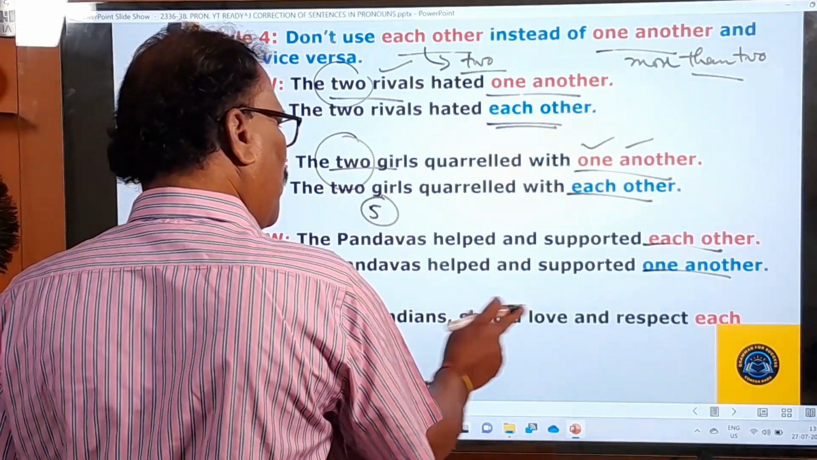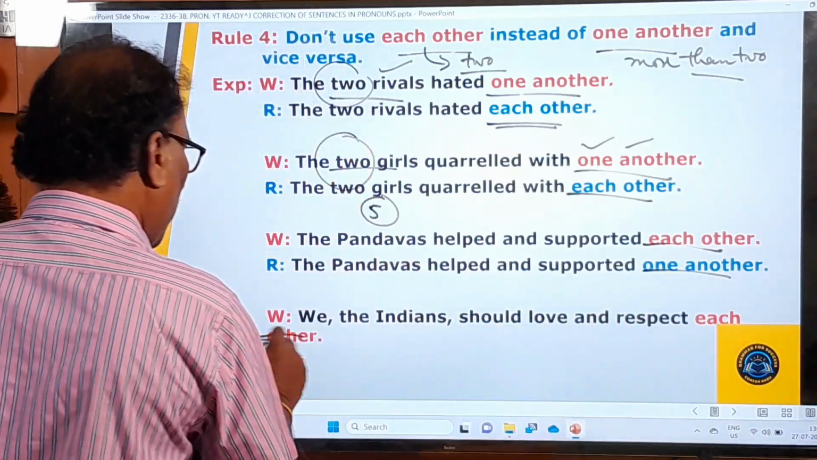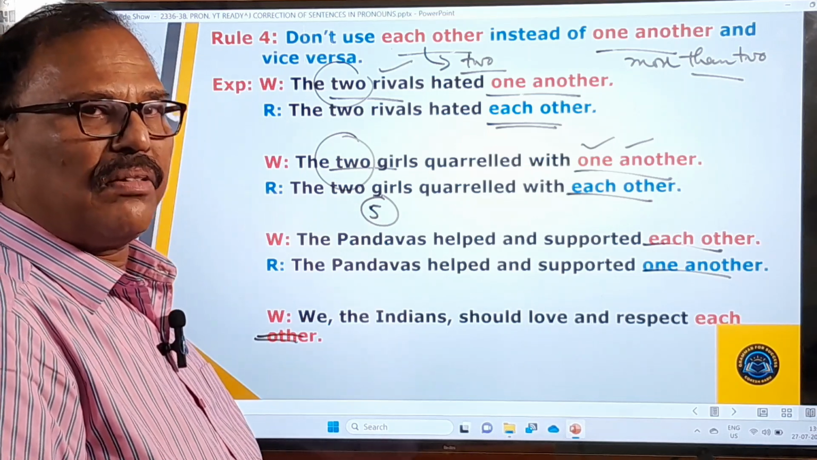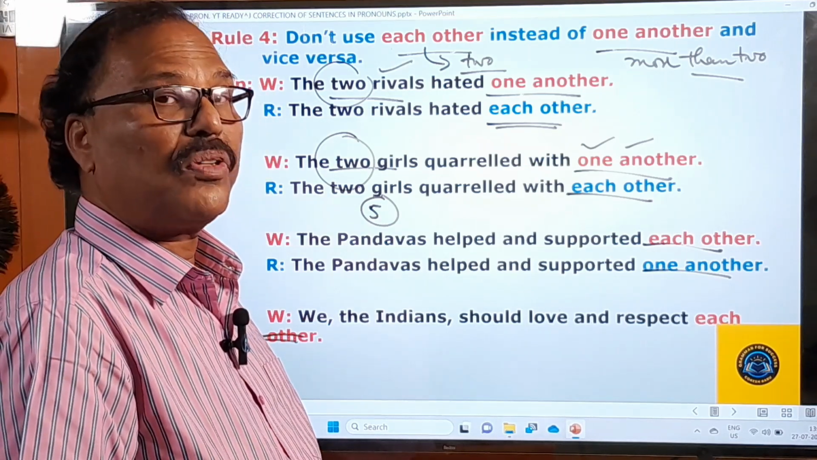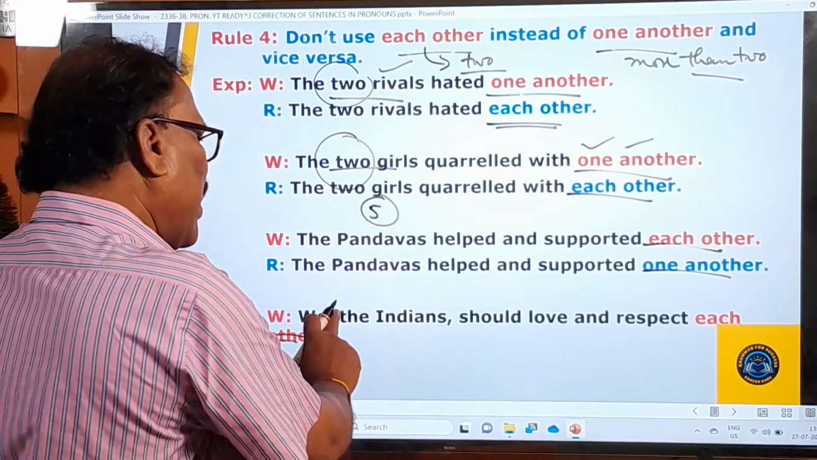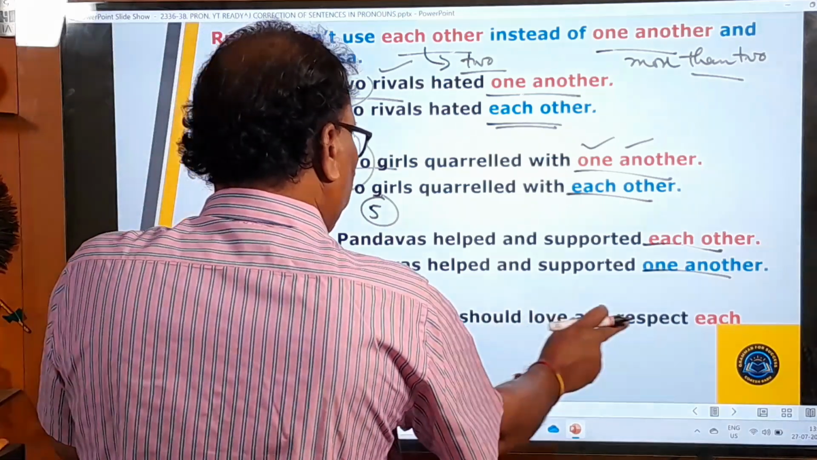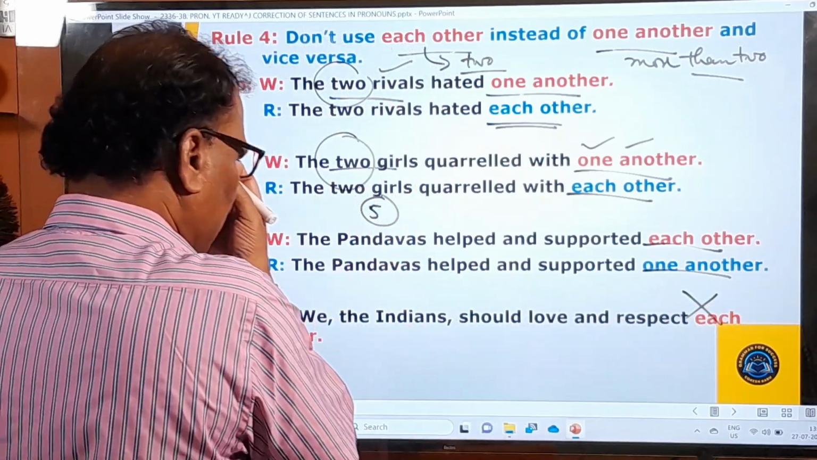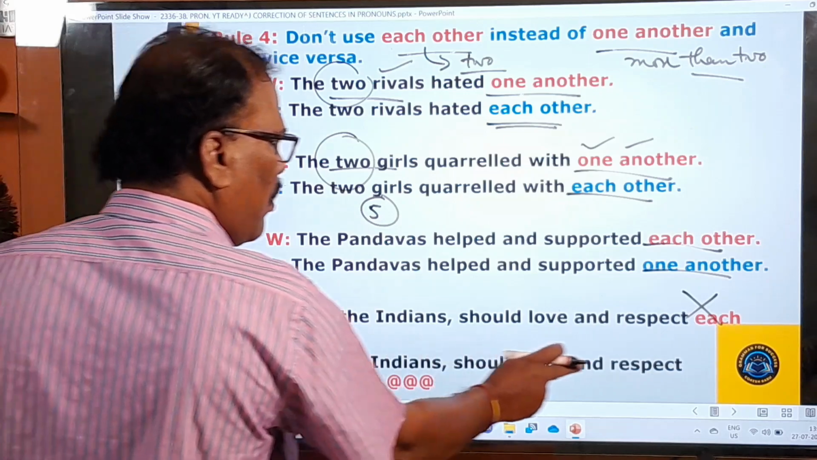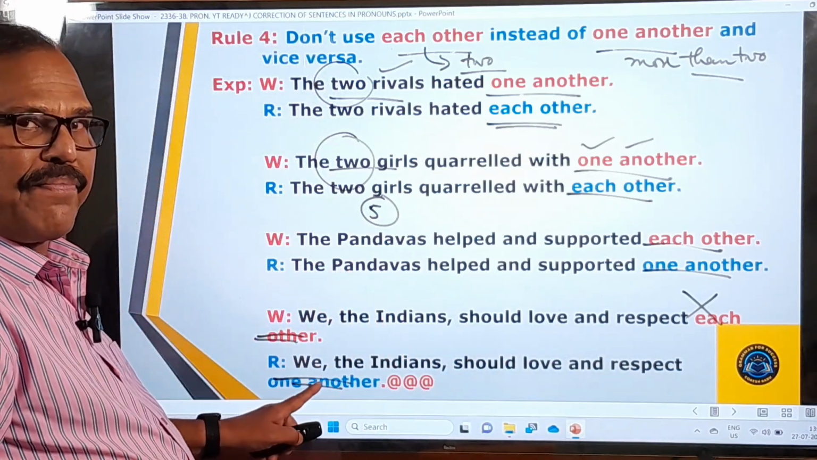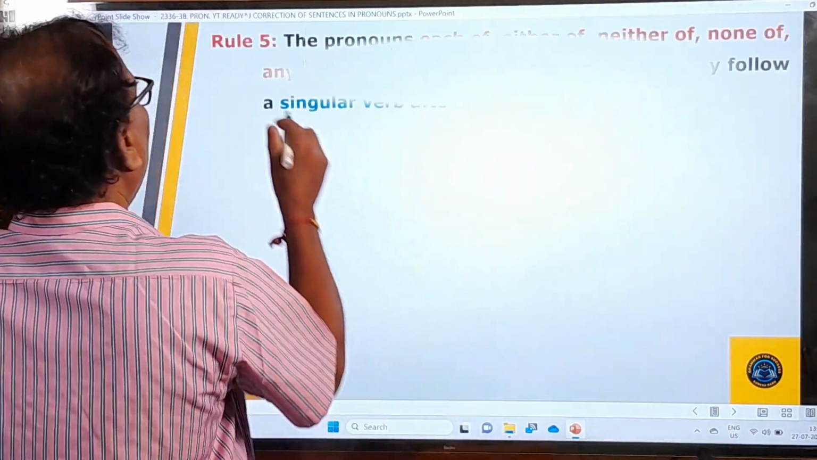We the Indians should love and respect each other. How many Indians are there? Are we only two? No, more than 140 crore, crores of people. So that's why this is wrong. We have to say: we the Indians should love and respect one another. So it's like that.